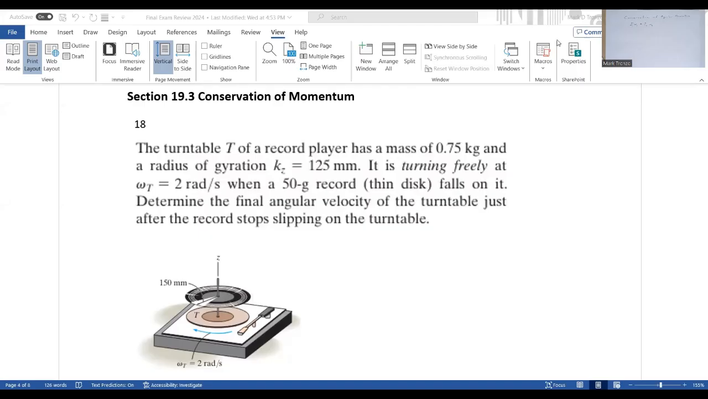So take a look at this problem. The turntable T of a record player has a mass of 0.75 kilograms and radius of gyration of 125 millimeters. It's turning freely at 2 radians per second when a 50-gram record falls on it. Determine the final angular velocity of the turntable just after the record stops slipping on the turntable.